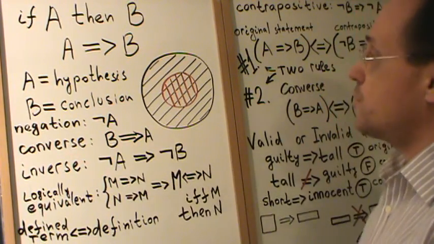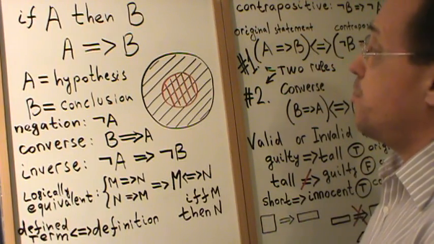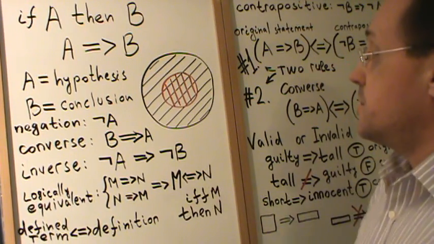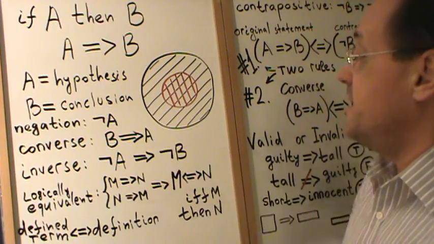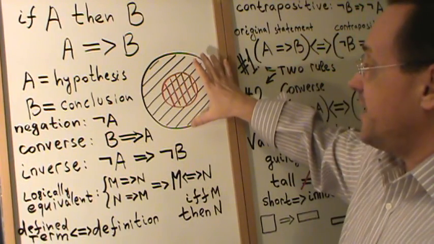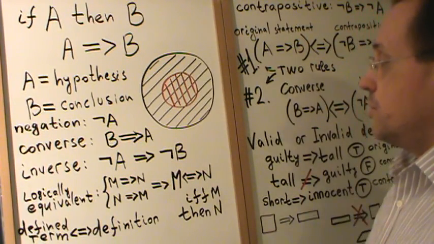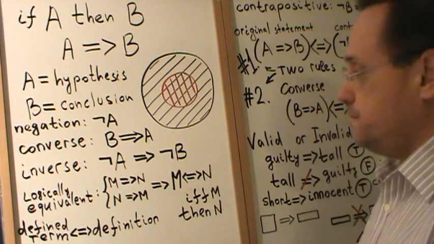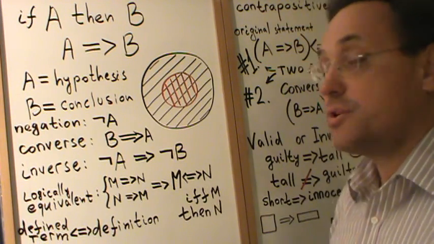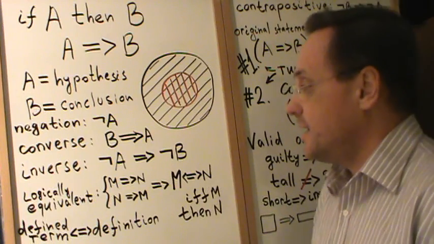Converse. Converse means you switch the hypothesis and conclusion. So it will be if B, then A: if I live in Canada, then I live in Toronto. This one is obviously false. I could live in Montreal or Calgary.